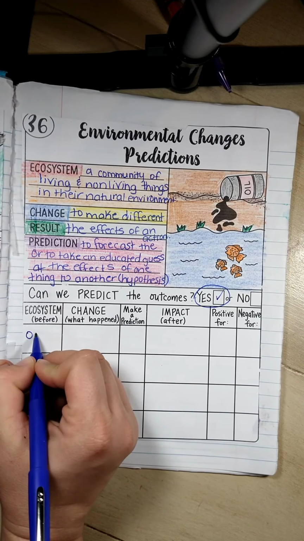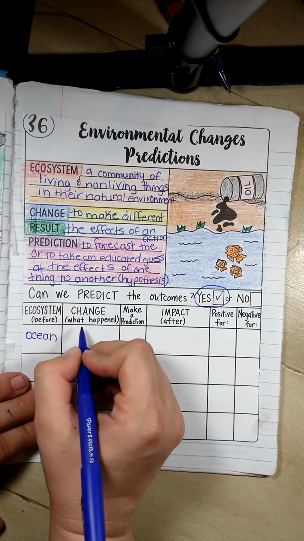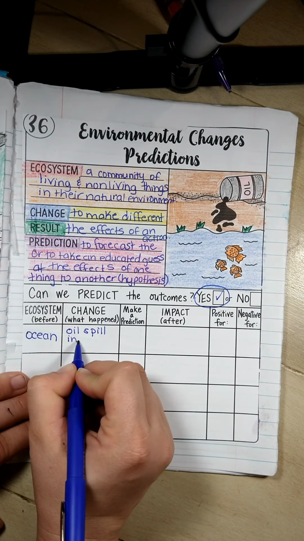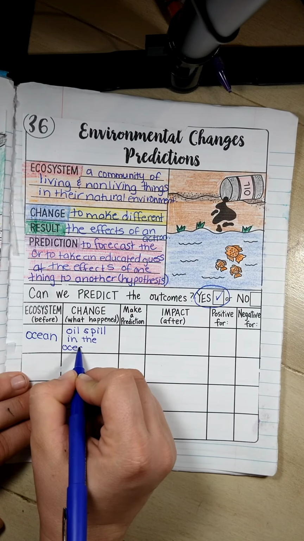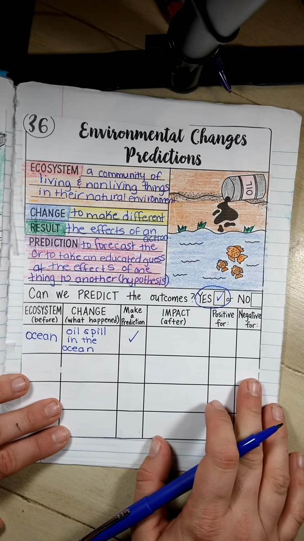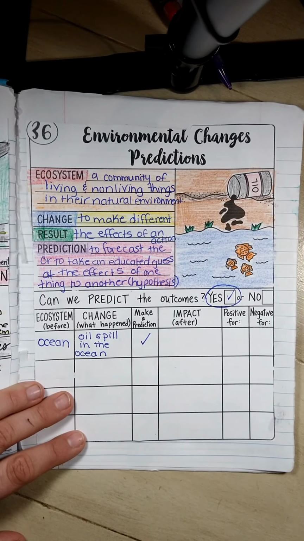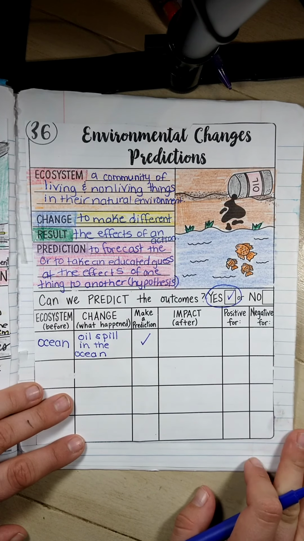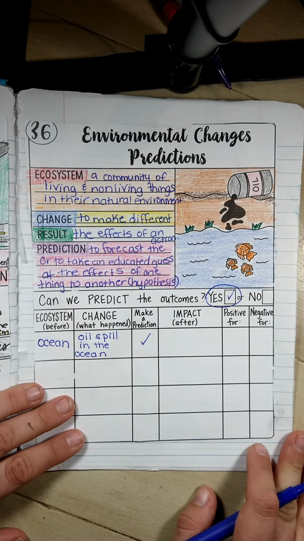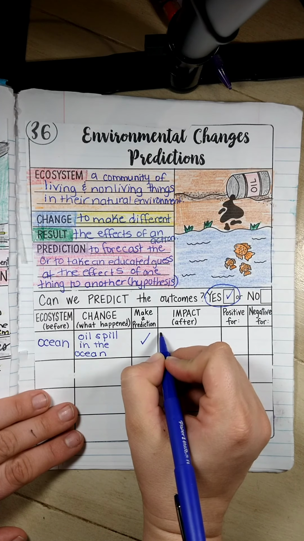Okay, so the ecosystem we're going to talk about first is the ocean. Okay, so what happened? We're going to say that an oil spill happened in the ocean. Let's make a prediction. Okay, my prediction is that the oil, based on my background knowledge, oil is sticky and it is a chemical. And so it might stick to the animals or it might make them hard to breathe because they breathe through the water.